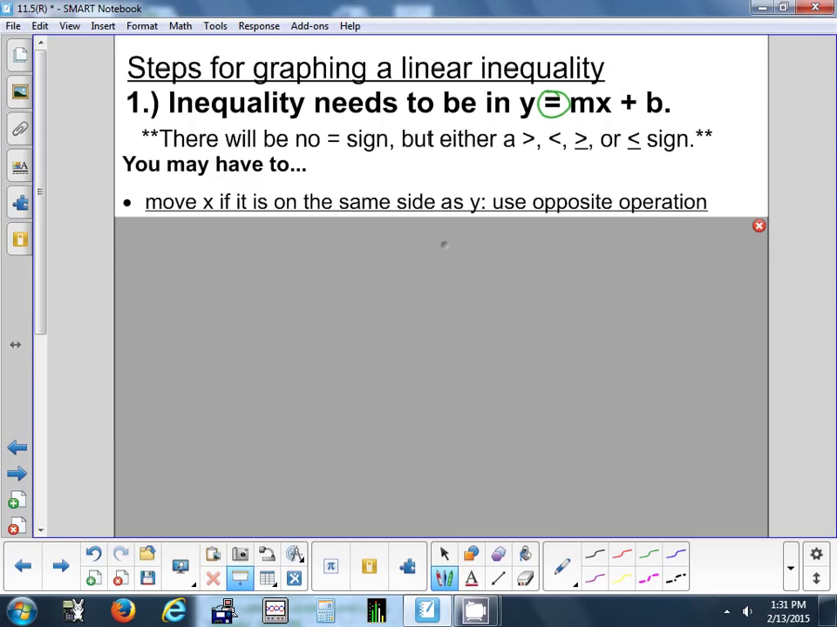One thing you might have to do: if x is on the same side as y, that's no good. You got to get x on the other side, and to do that, we use the opposite operation. Let me show you an example where you'd have to do that, where x would be on the same side as y.